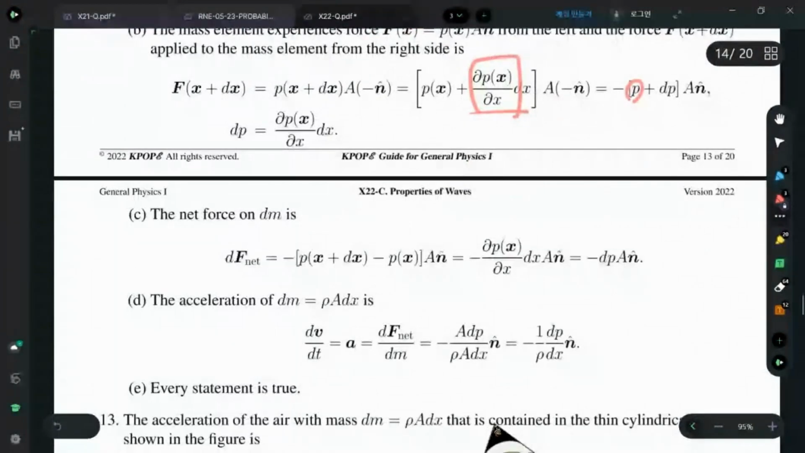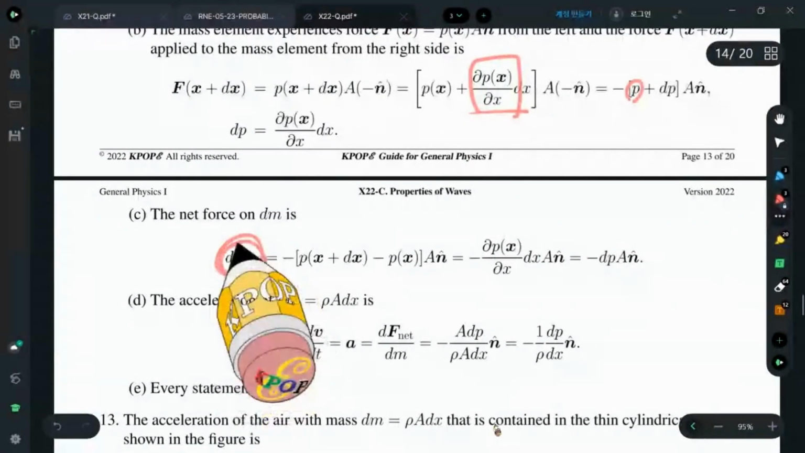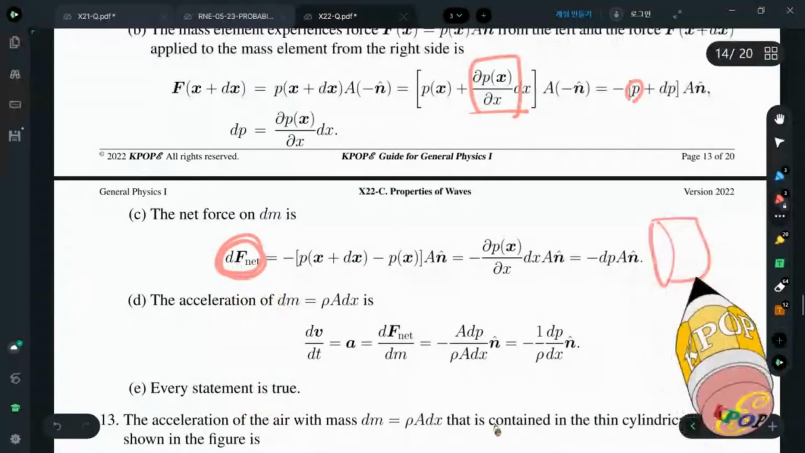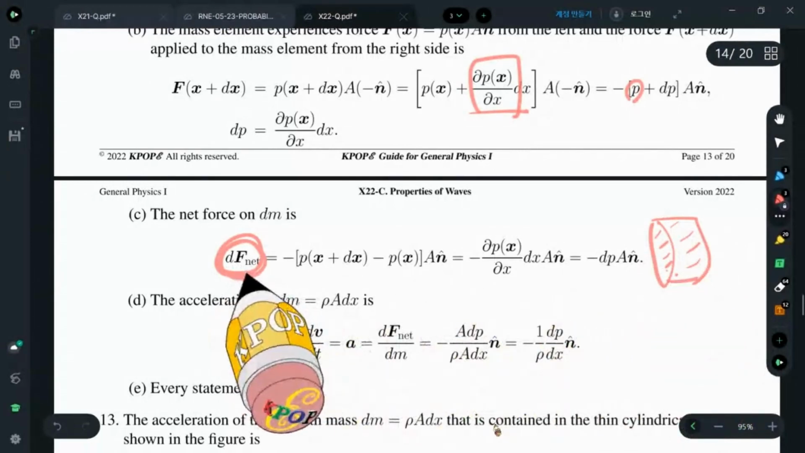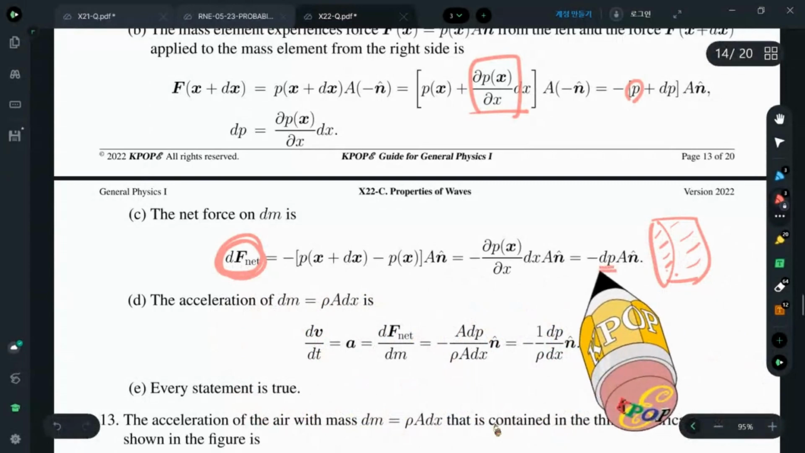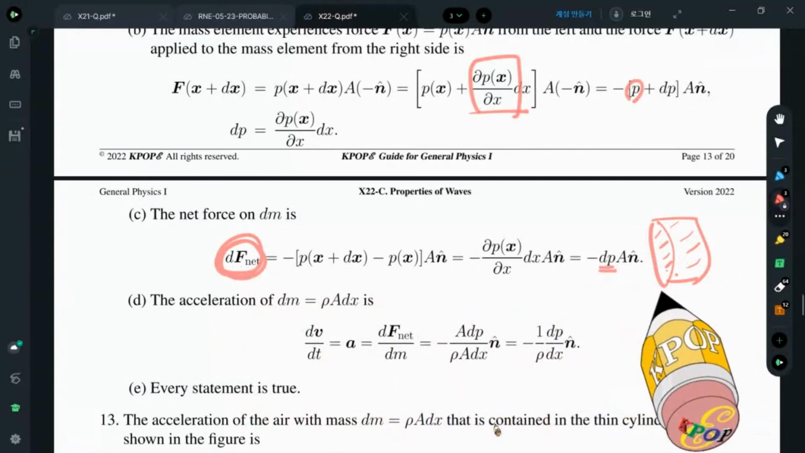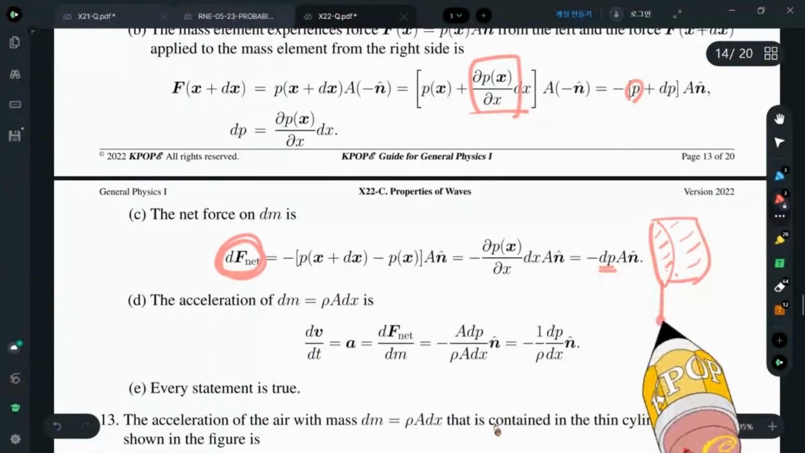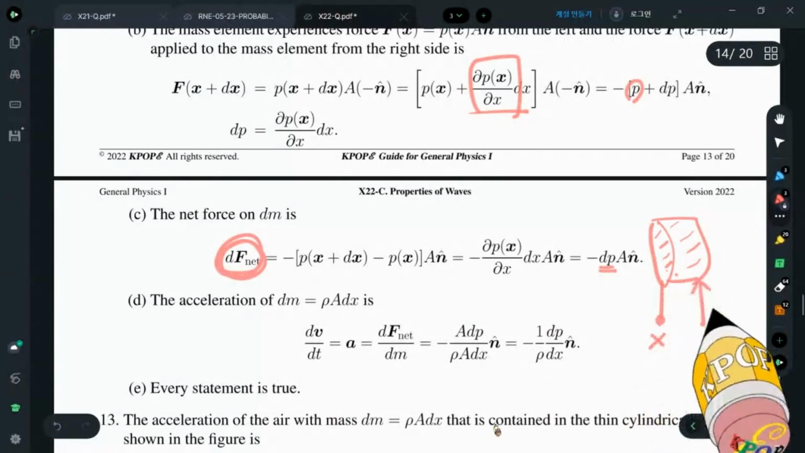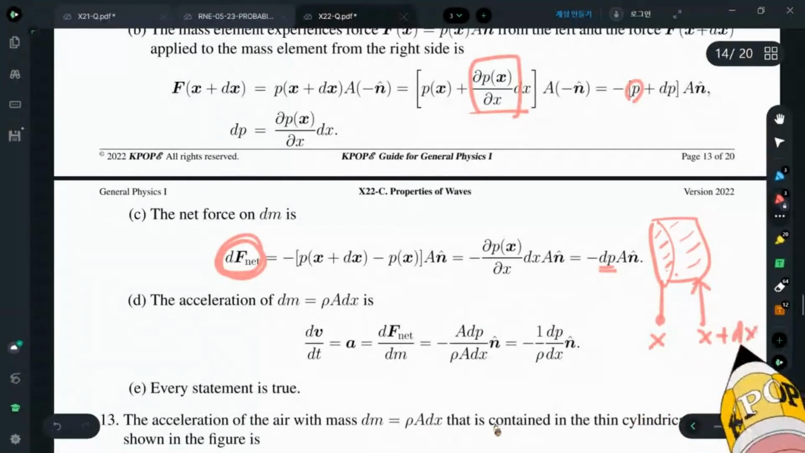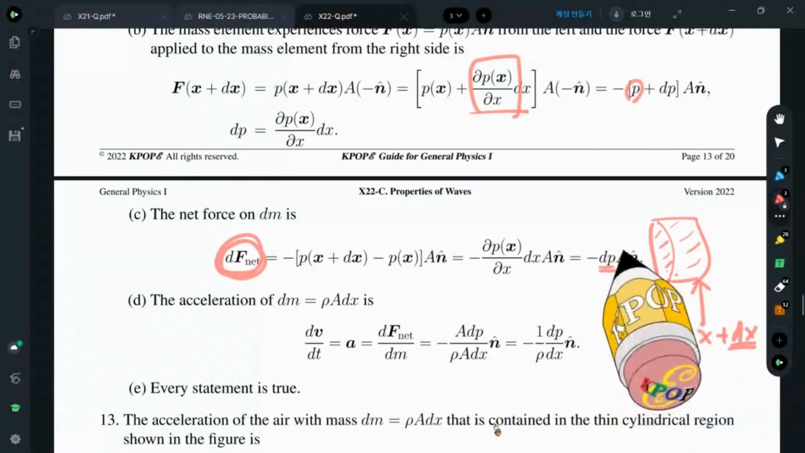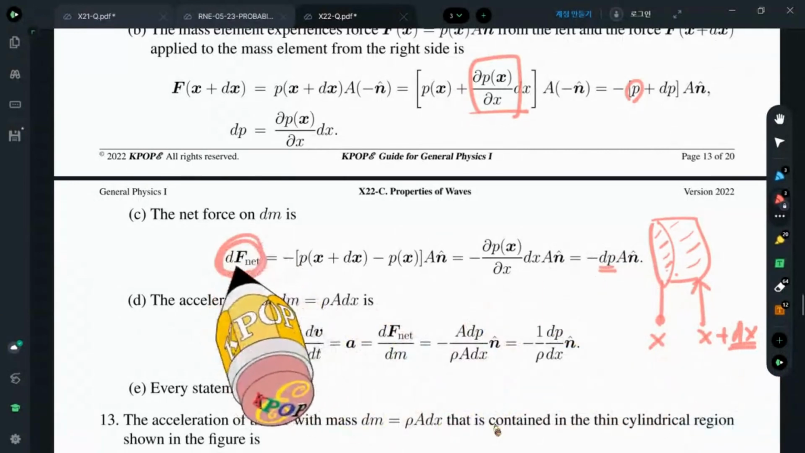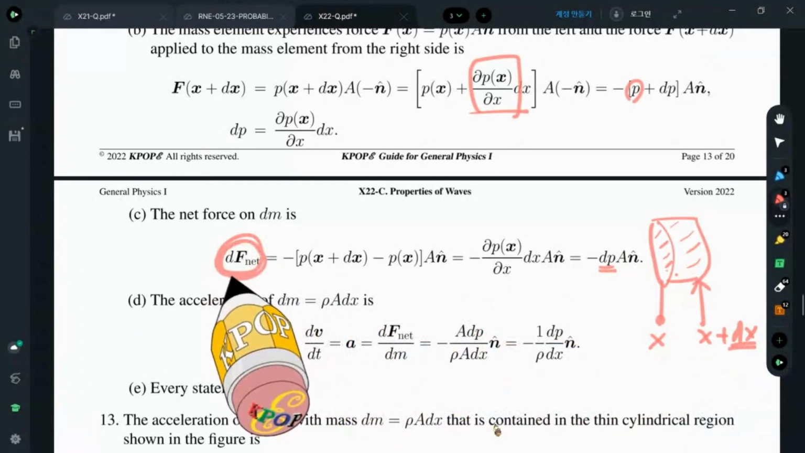So the net force applied to this cylinder containing the air molecules is just the change in pressure between this point x and this point x plus dx, multiplied by the cross-sectional area to make the dimension of force.